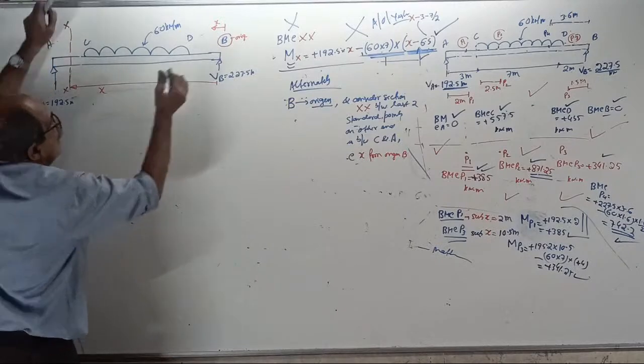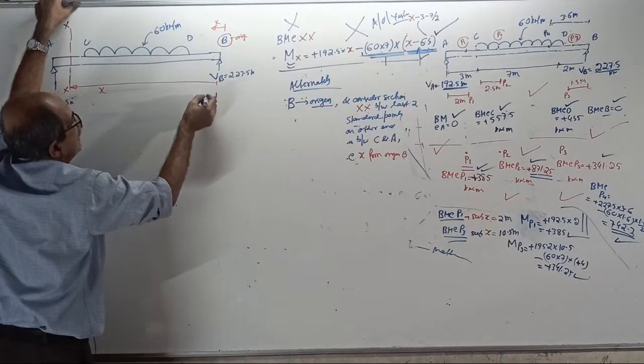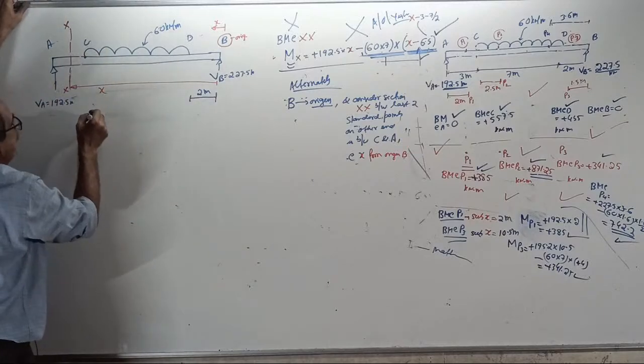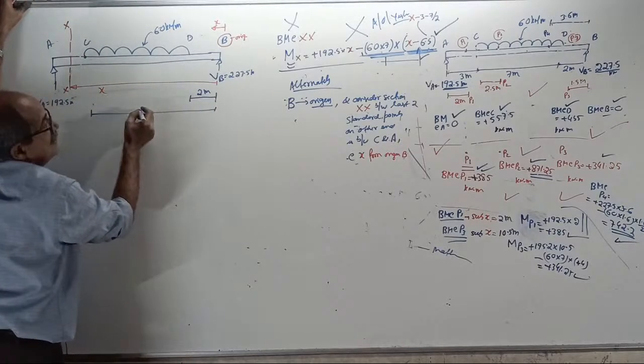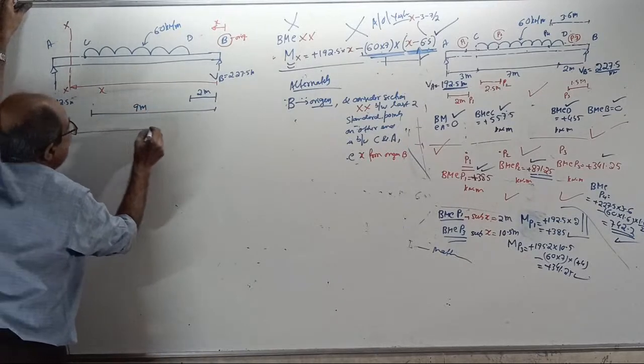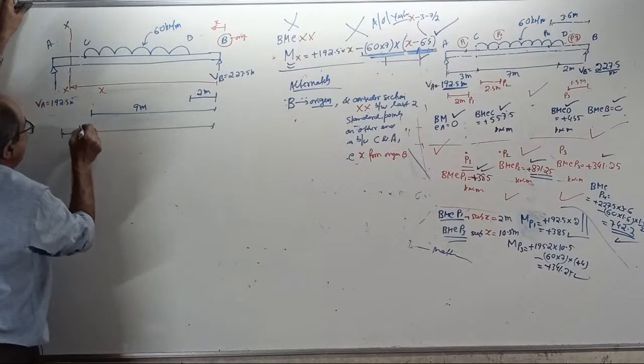Okay, start. Now mark everything from here. This is 2 meter. Mark the point C from there. This is 2 plus 7 is 9 meter. This section is, this is 12 meter.